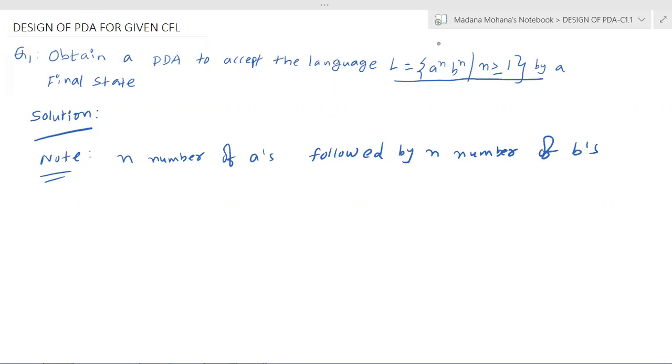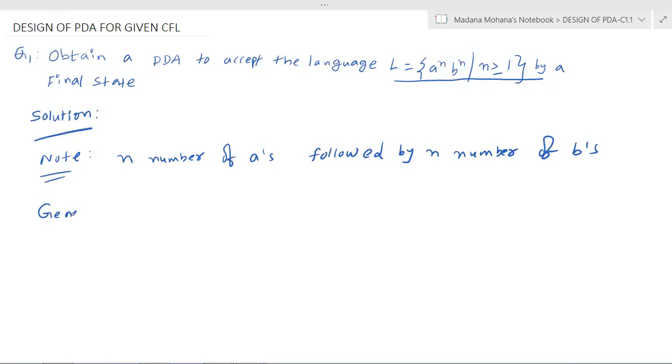Here you can see the language contains a power n, b power n. First a's followed by b's. Then how many a's, how many b's? So here n should start with 1. Whenever you substitute n as 1, what you will get: a power 1, b power 1. That means ab is the string. If you substitute n as 2, a power 2, b power 2, if you expand this, a a b b. So any string derived from this language should follow first the a's, then the b's. This order should be maintained. So that is the nature of the language.